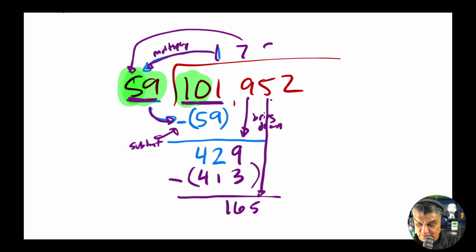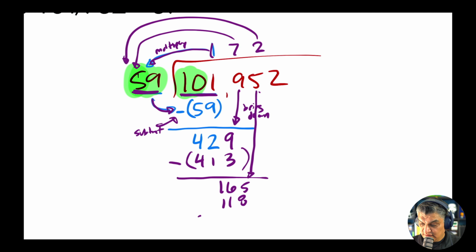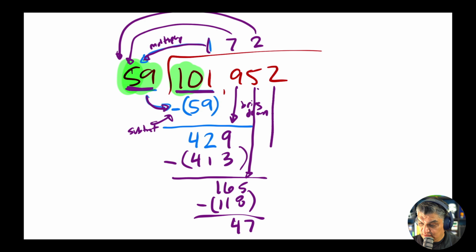So I believe that's it. So 2 times 59 is 118. Then we subtract that whole thing. So I put parentheses around it. So 165 minus 118 is 47. Right? And then we bring down the last number, bring down the 2. So 472. So, I think we got 413 for 7, right? 7 times 59 is 413.